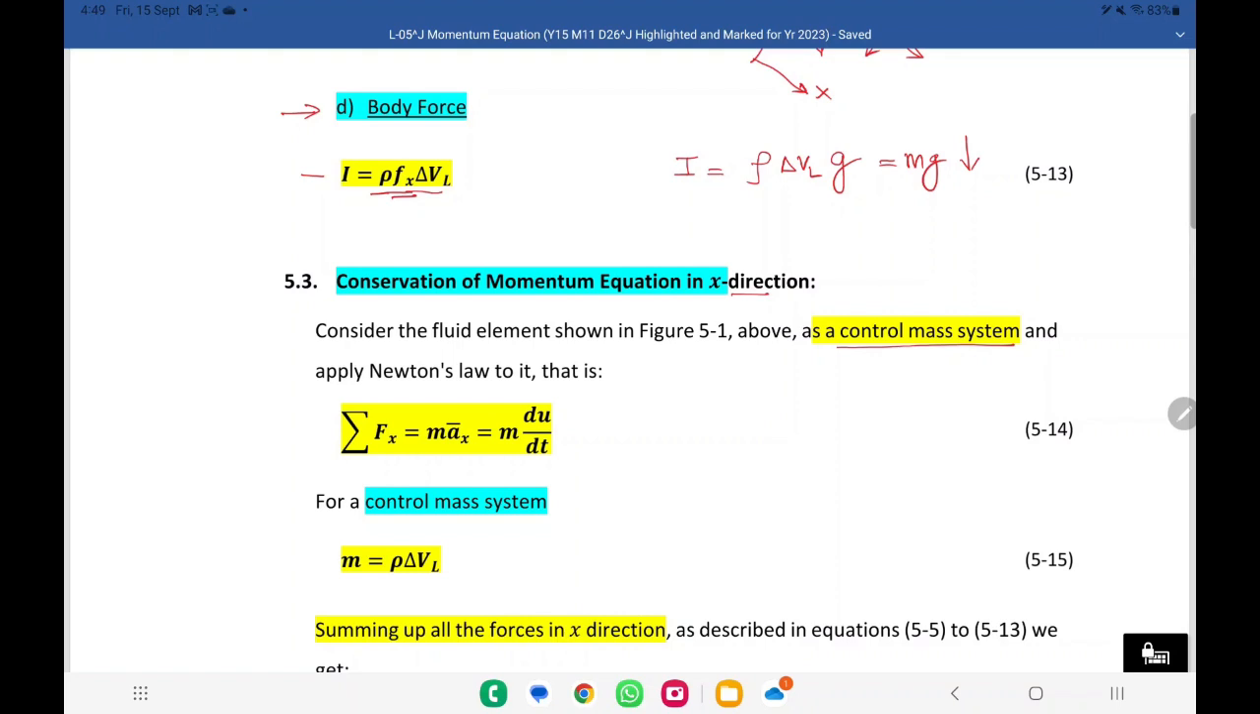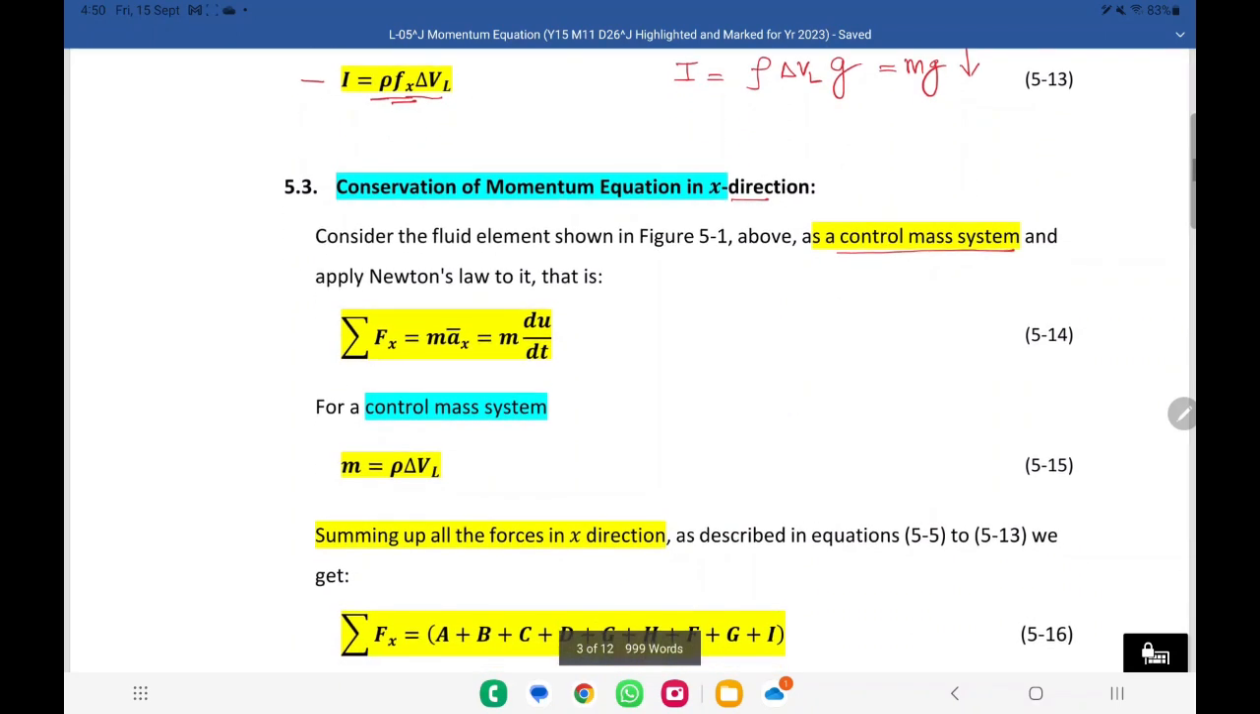You have to be careful about its units also. Somebody may give you body force in terms of volume. No, it will not work here. Your equation is for mass. Okay, you have to convert it. So that thing you have to take care of.